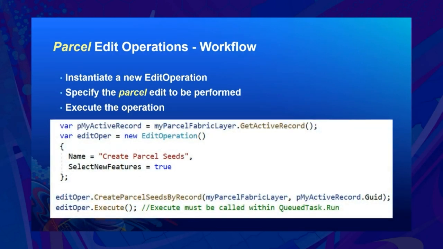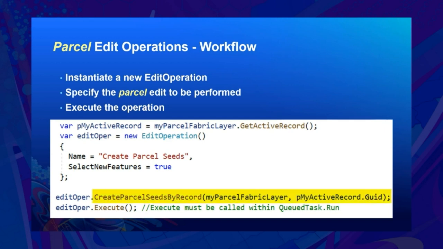Here's an example of that. In this case, we are instantiating the edit operation with a name property create parcel seeds, and that string will appear in the UI in the undo redo stack. The select new features property is getting set to true here. So in this case, the new features are parcel seeds, and so when the operation completes, those parcel seeds will show up selected in Pro.